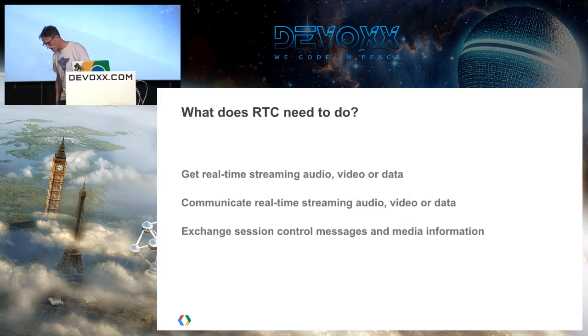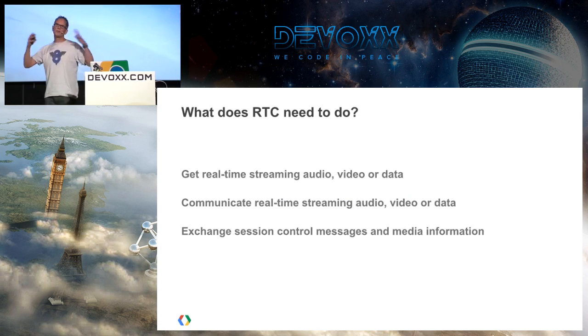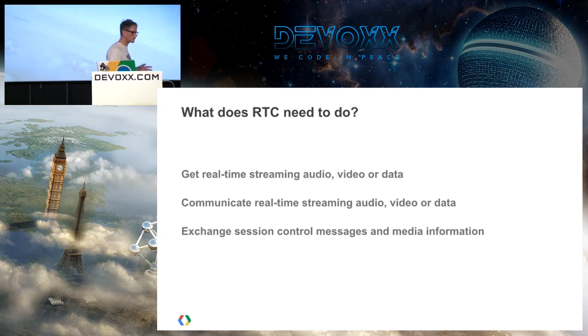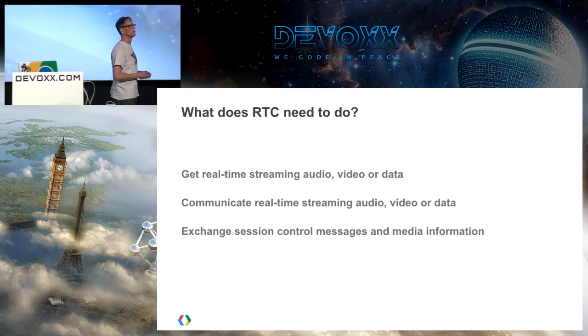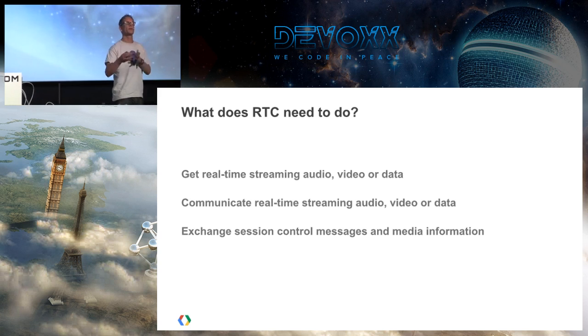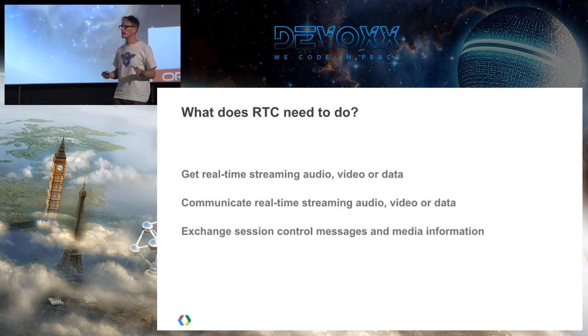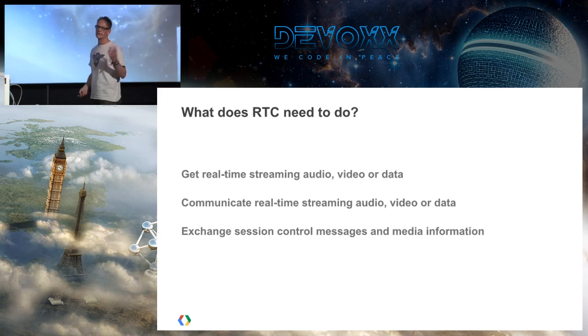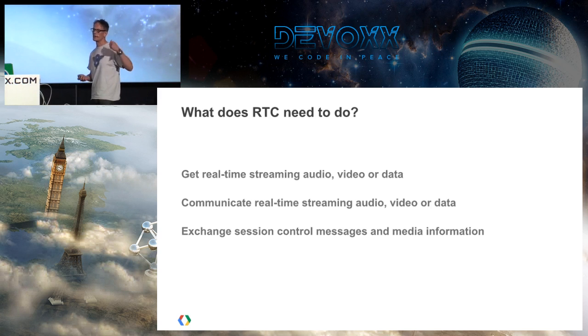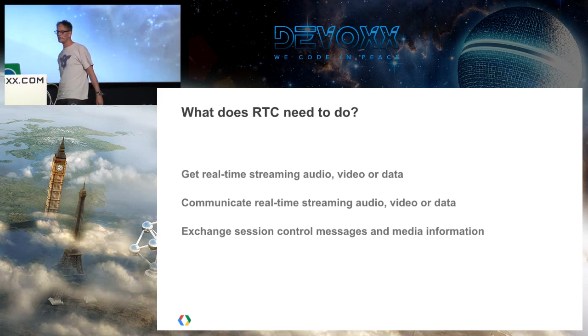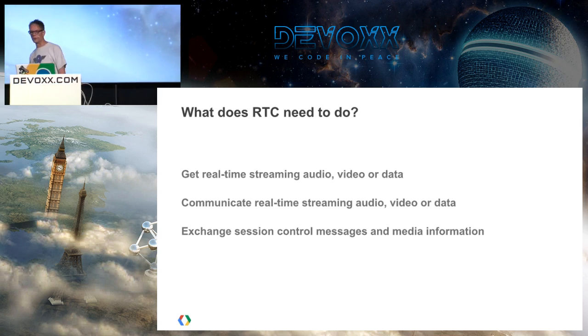So, what does real-time communication need? Well, the first thing you need with real-time communication, audio and video, is obviously some way to get the streaming data in real time. That stuff is complex, those three things: real time, streaming, and doing all this with audio or video.